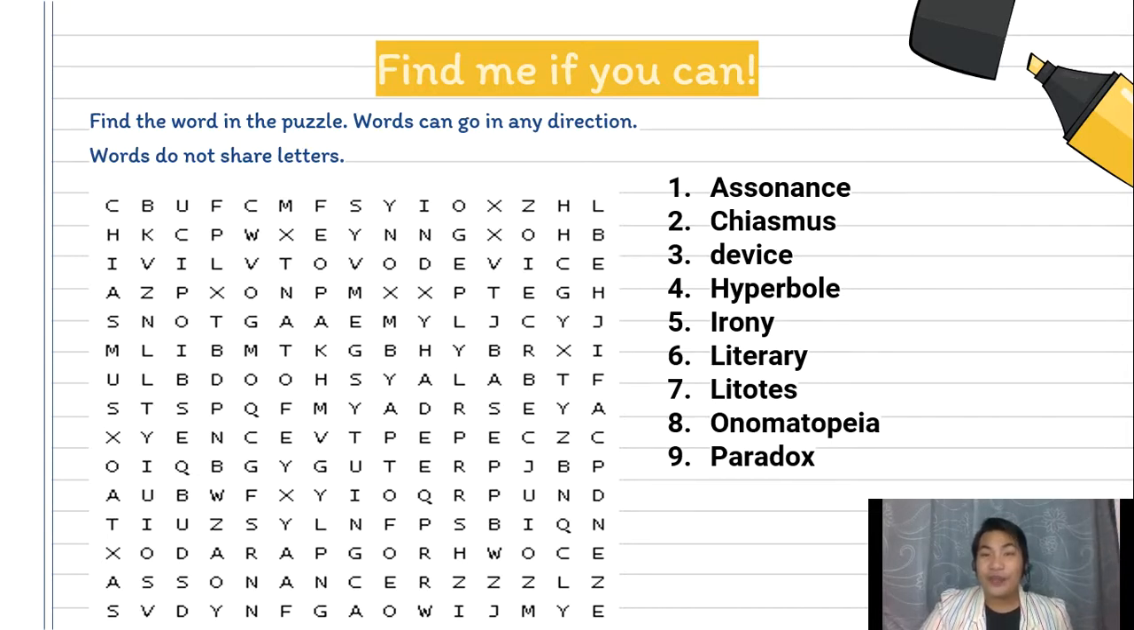Number 1, assonance. Number 2, chiasmus. Number 3, device. Number 4, hyperbole. Number 5, irony. Number 6, literary. Number 7, litotes. Number 8, onomatopoeia. Number 9, paradox.